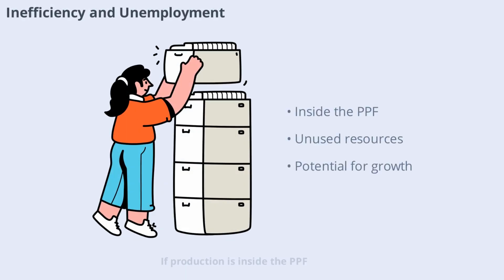If production is inside the PPF, resources are not being used to their full potential. This could be due to unemployment, underemployment, or inefficiency. It means the economy could produce more of both goods without sacrificing anything, simply by better utilizing its resources.